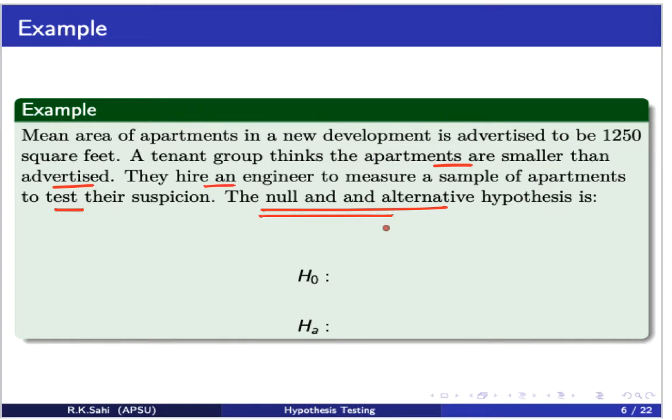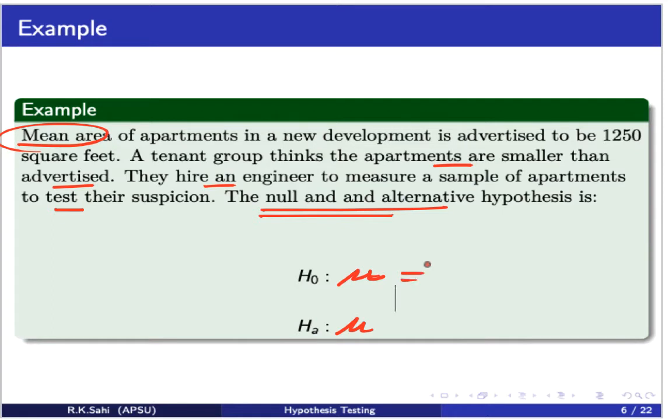In order to do that, the first thing is we need this parameter. What is the parameter we're looking at? The parameter here is in the very first words of the sentence, the mean area. So that means we're looking at the mean. Mu is the symbol for population mean. Now, if it is the null hypothesis, it will always have an equal to sign.